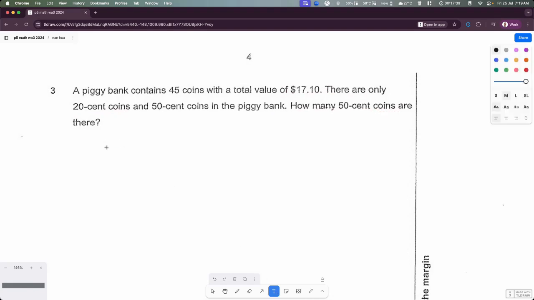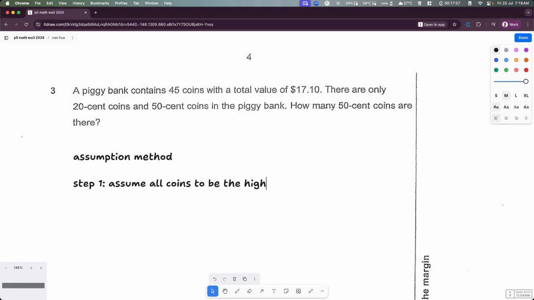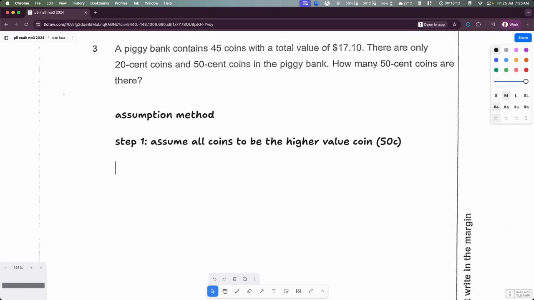So in this case, what we want to do is use the assumption method. So what does the assumption method do? For the assumption method, step 1 is to assume all coins to be the higher value coin, which in this case is the 50-cent coin. So let's assume all coins to be the higher value coin.